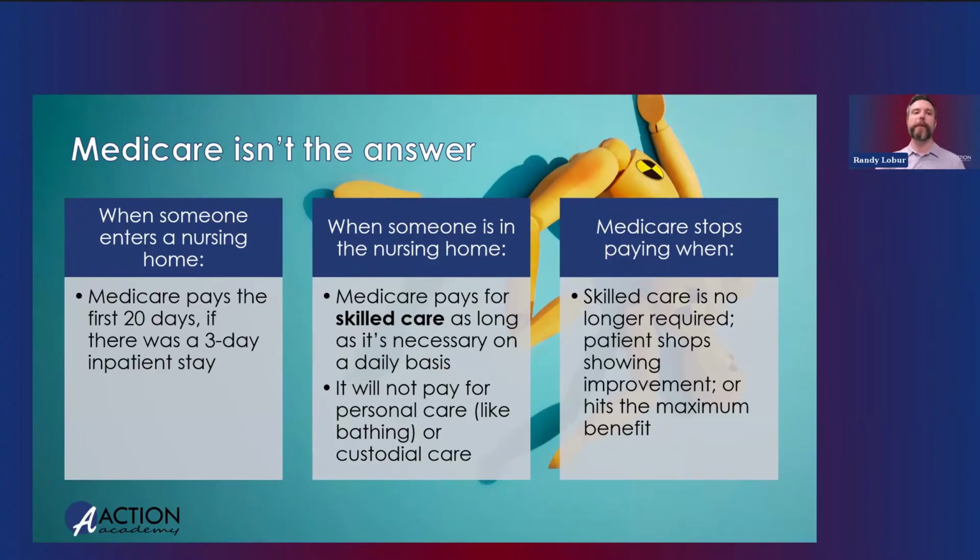And Medicare will stop paying when skilled care is no longer required and the patient stops showing improvement, or they hit the maximum allowable benefit under Medicare, typically around 100 days, unless they have reserve days they can bump into there as well. So Medicare only pays up to 100 days. Well, if I'm in the facility or need home health care longer than that, that's not really going to help me out beyond that coverage limit.